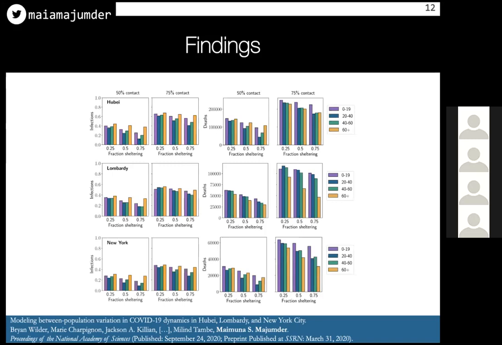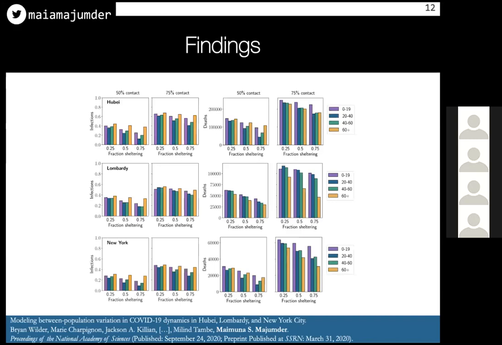We found that sheltering in place by a single age group had the potential to produce a protective effect against transmission for the entire population, but which age group had the greatest impact varied across our 3 locations, thus highlighting the importance of capturing heterogeneity both within and across populations.